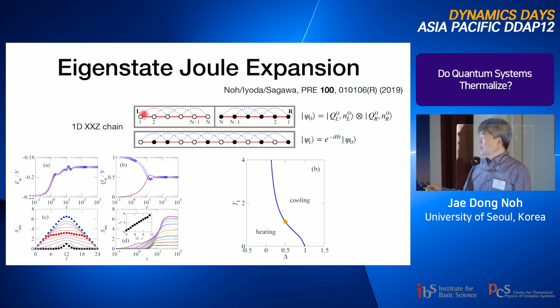Okay, so I consider the one-dimensional XX chain. Initially, half of the chain is empty and half of the chain is fully occupied. Then at time equals 0, I turn on the tunneling between these two compartments. This is just a free expansion, a Joule expansion.